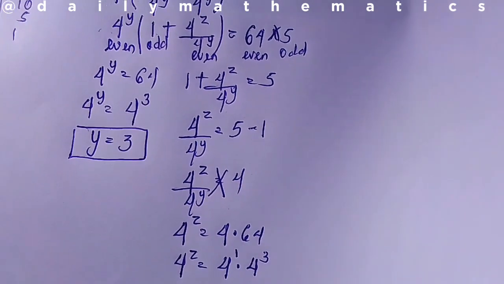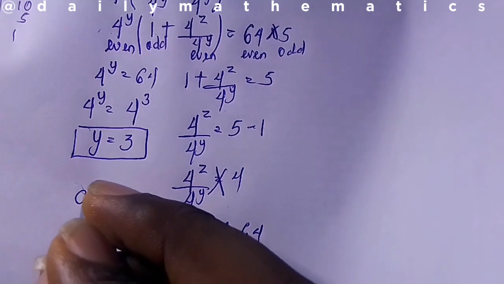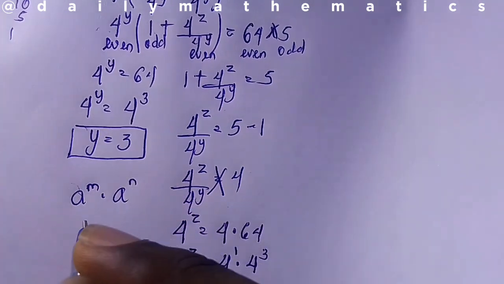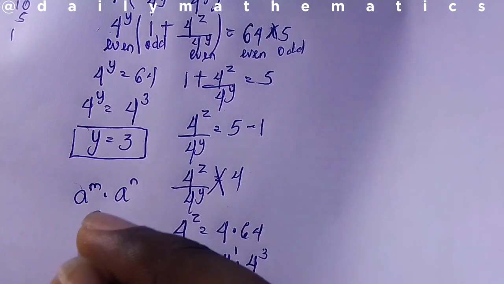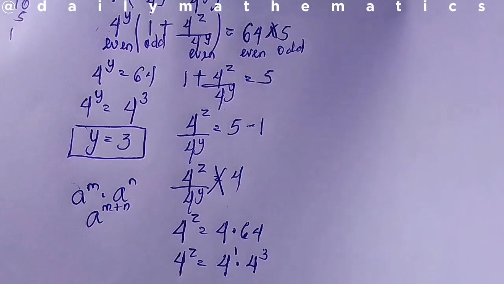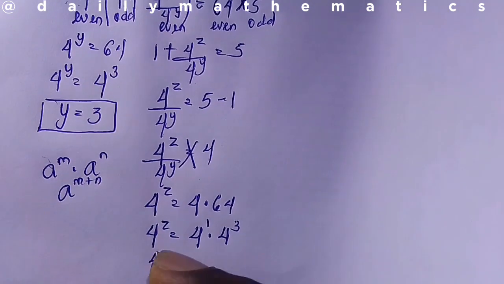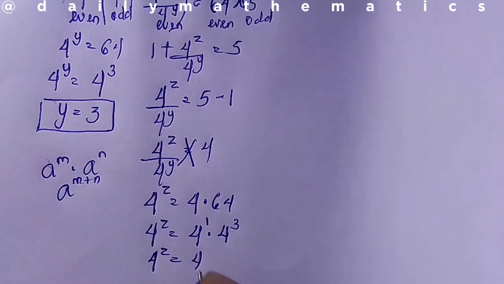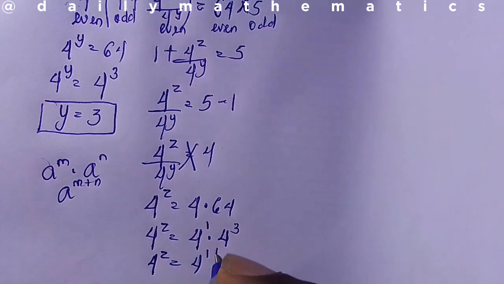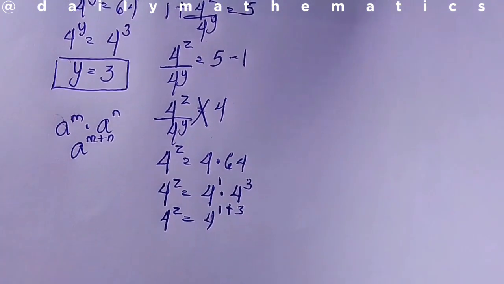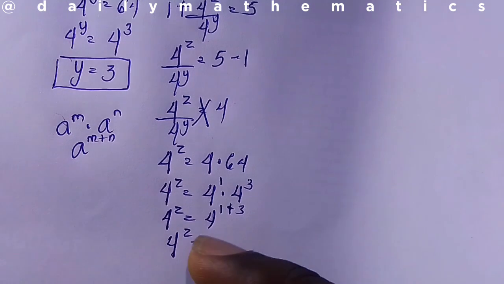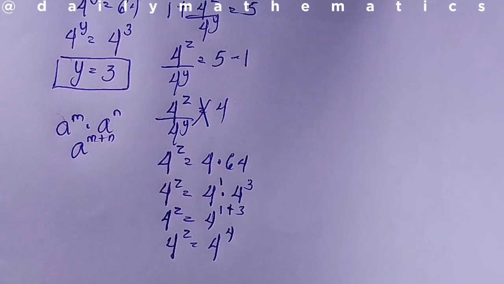And remember when we have a raised to the power of m times a raised to the power of n, when the bases are the same, we'll add the powers. We'll have a raised to the power of m plus n, right? So from here what do we have? We have 4 raised to the power of z equals 4 raised to the power of 1 plus 3. That's 4 raised to the power of z equals 4 raised to the power of 4, right?